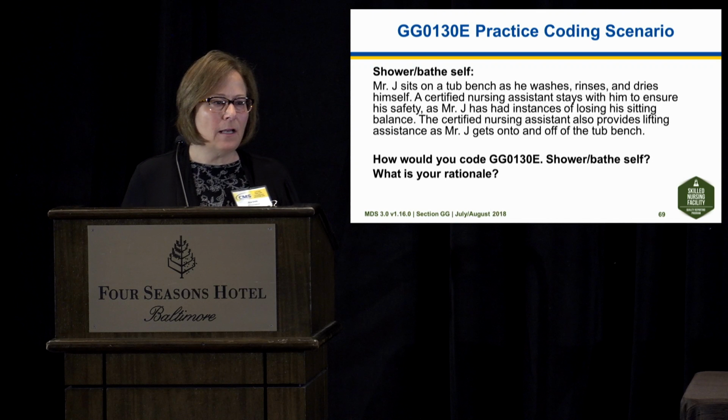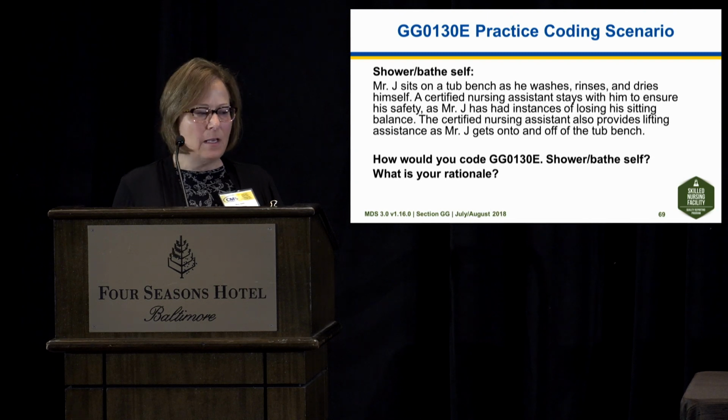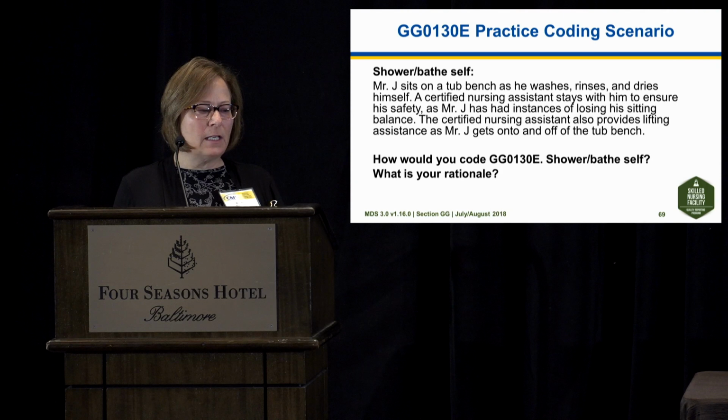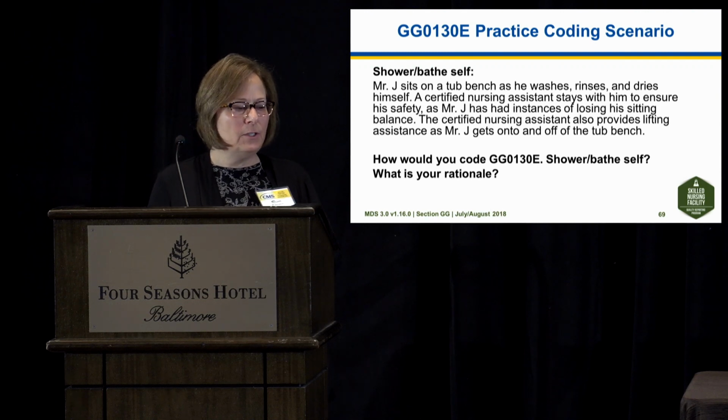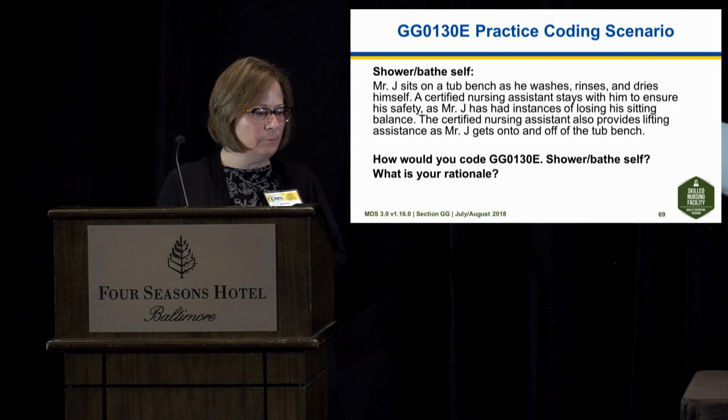So let's practice again with shower, bathe, self. Mr. J sits on a tub bench as he washes, rinses, and dries himself. A CNA stays with him to ensure his safety, as Mr. J has had incidences of losing his balance while sitting. The CNA also provides lifting assistance as Mr. J gets into and off the tub bench. How would you code GG0130E, shower, bathe, self? And what's your rationale?